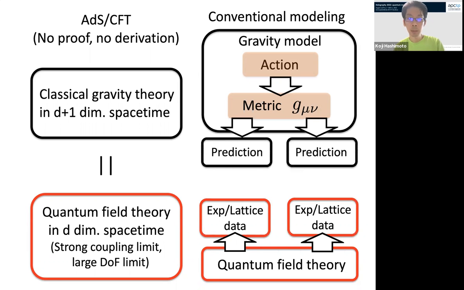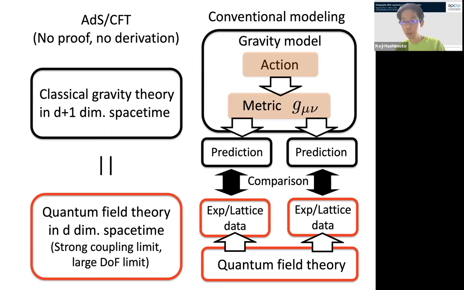And then you have the prediction by using the AdS/CFT dictionary. You compare this prediction with experimental or lattice data, and then you say that this prediction goes well or does not go well. Depending on that, you discard this gravitational model or you accept it. So this is a kind of by chance. You need to come up with a very nice gravity model to match the QFT data.